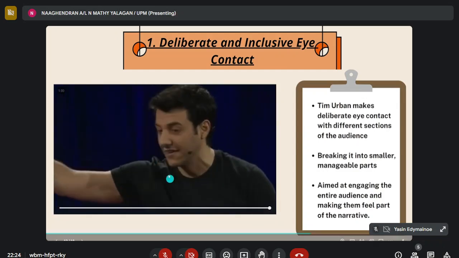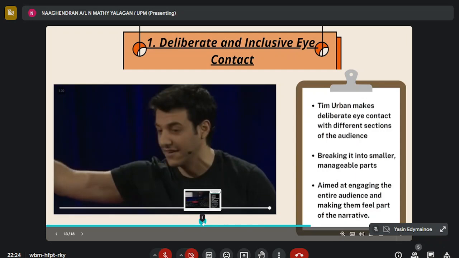All right. So as you'd have realized, the speaker, Tim Urban, makes deliberate eye contact with different sections of the audience. So what he did is he basically broke down the audience into smaller, manageable parts. And the aim of this eye contact is actually a strategic and inclusive way to engage with the entire audience. It's also to make them feel more a part of the narrative that he's trying to convey.